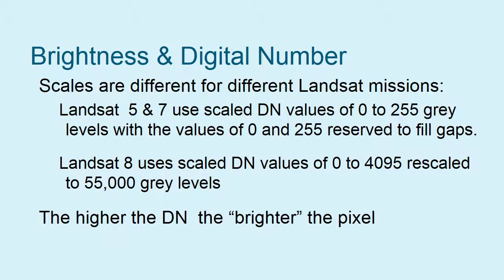Brightness and the digital numbers are scaled differently for different Landsat missions. So Landsat 5 and 7 use a scaled digital number between the values of 0 and 255. The values of both 0 and 255 are reserved to fill gaps in the data. Landsat 8 uses scaled digital values of 0 to 4,095, but those values are actually rescaled to 55,000 gray levels. One thing to remember, and it's important, the higher the digital number, the brighter the pixel.